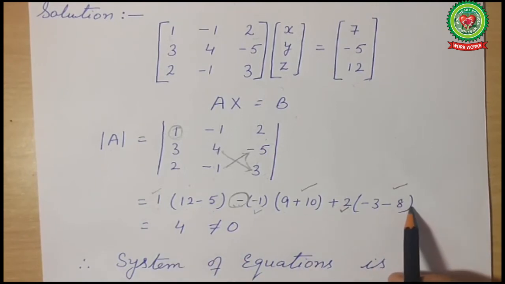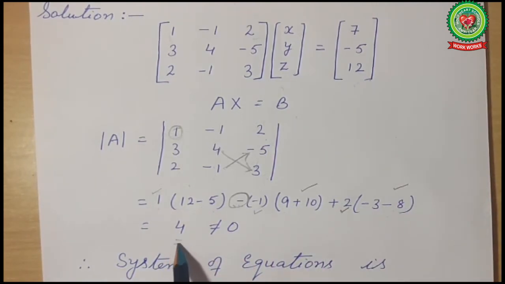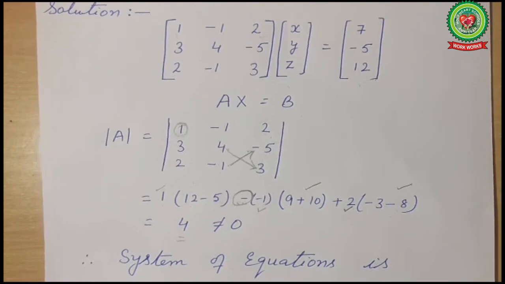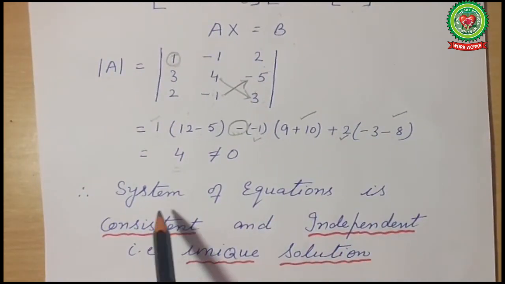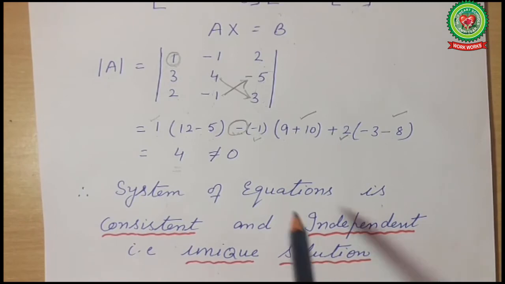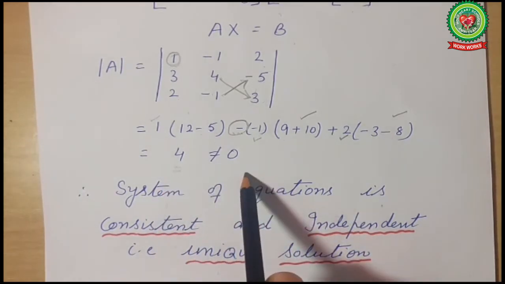After solving this full solution, we are having the answer 4, which is not equal to 0. Now what type of system of equation is there? This system of equation is consistent, independent and having a unique solution. Determinant A is not equal to 0.